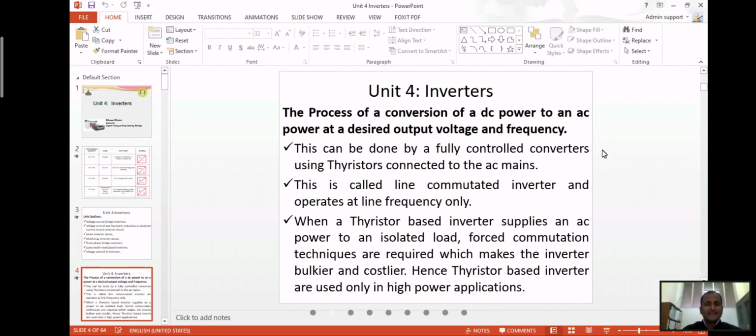So in this case, if you are trying to use thyristor based inverters for an isolated load, then force commutation techniques are required, and it becomes bulkier and costlier. So thyristor based inverters are used only for high power applications. Only if you are using them for high power applications can we use a thyristor based inverter.